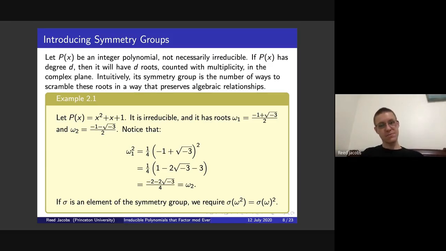And there's an algebraic relationship between these roots. In particular, omega 1 squared would be 1/4 times (-1 plus root -3) squared. That's 1/4 times (1 minus 2 root -3 minus 3), which is just omega 2. And so since there's an algebraic relationship between these roots, we ask for the symmetry group to preserve this relationship. What this means is that if sigma is an element of the symmetry group, and sigma, as it turns out, will be a function, we require that sigma of omega squared equals sigma of omega squared. Are there any questions about this or about the idea of preserving algebraic relationships at all?